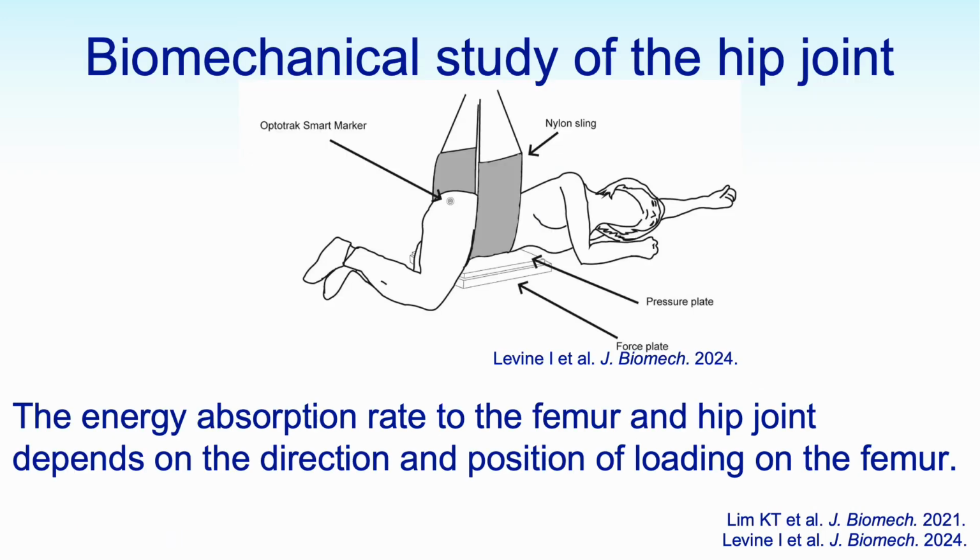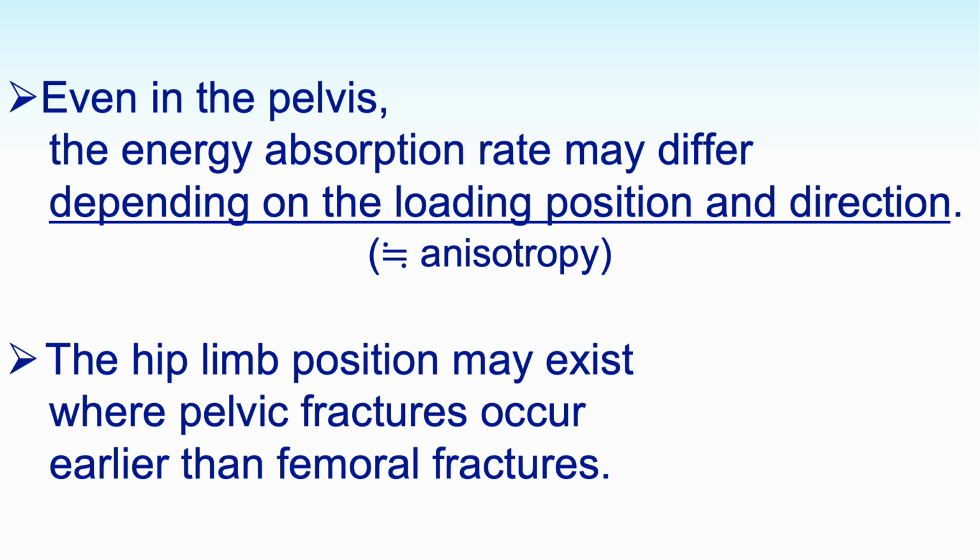Biomechanical studies around the hip joint have indicated that the rate of energy absorption into the femur may differ depending on the direction and position of loading on the femur. Even in the pelvis, the energy absorption rate may differ depending on the loading position and direction, so-called anisotropy. In addition, based on our study, there may be some hip limb positions such that pelvic fracture occurs earlier than in the femur.